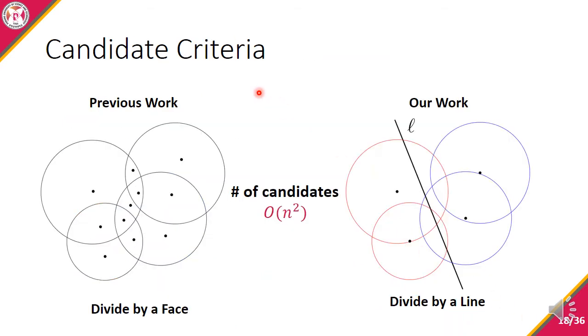As mentioned, we divide the input disk sets via a criterion. Our work used a different dividing criterion from previous work. Previous work divided the disk set based on the inflated arrangement. This figure shows that each point represents each face of the inflated arrangement. And previous work divided the disks into two subsets by each point, such that one is the disks pierced by the point and the other is the remaining disks.